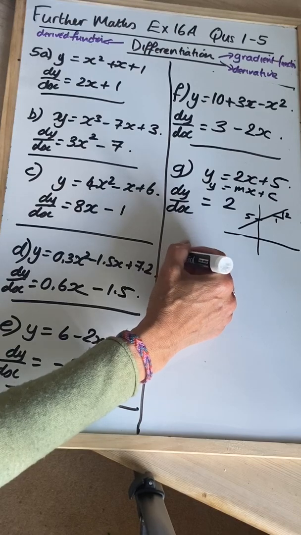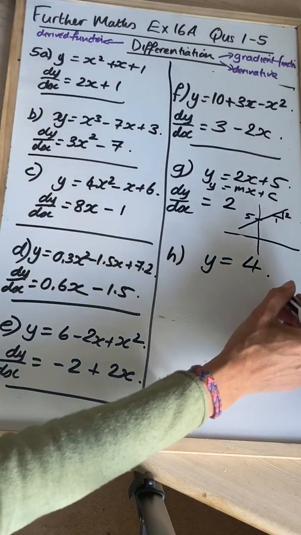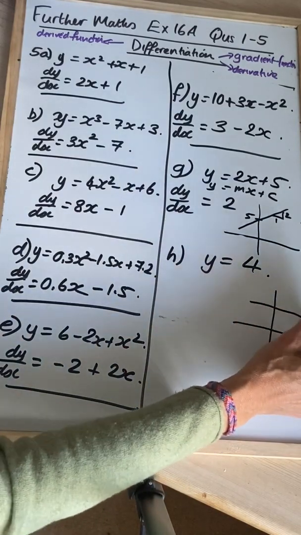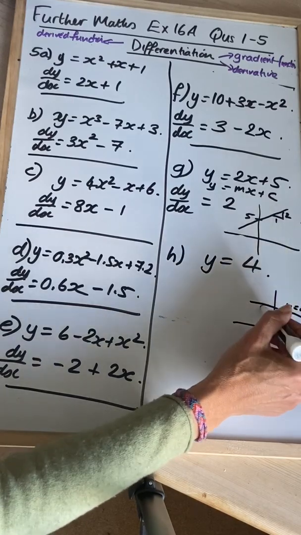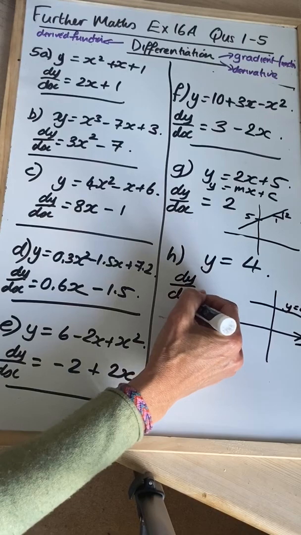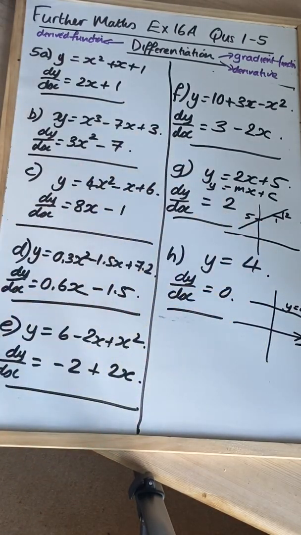And finally, y equals 4. So again, just think about it from a logical point of view. If that's the x-axis, the line y equals 4 is there. It's got a 0 gradient. This is just a constant. We know when we differentiate a constant, we get 0. So that's our last one.